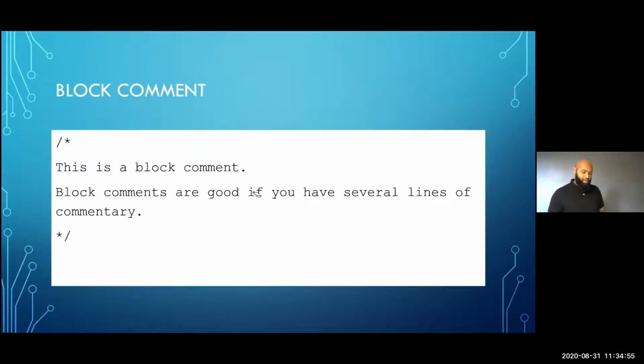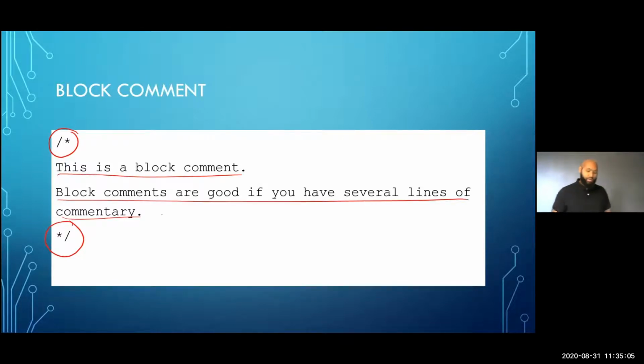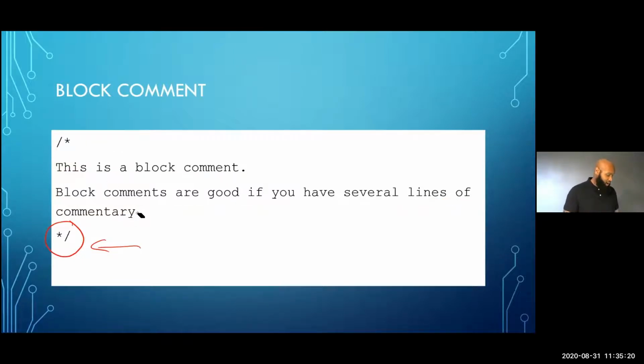Here's a block comment. We open with a forward slash and an asterisk. We close with asterisk forward slash. But you see I have multiple lines of commentary now, right? I can have multiple lines. I can put it as long as I want, as long as I open with that and close with that. That block comment can be as big as I want. Whereas a line comment is one single line.